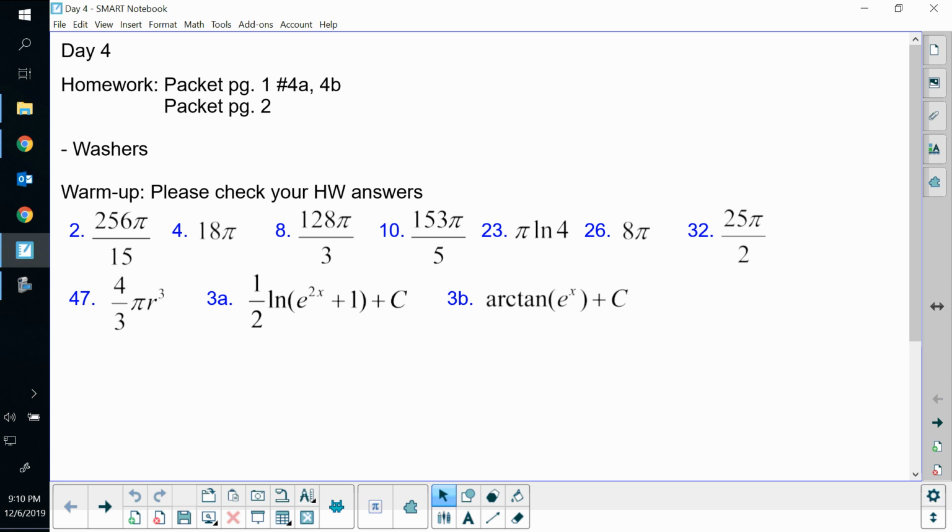So today's the washers method. You had the disk method for homework from last class. We're going to pause the video to let you check your answers for 2 minutes.